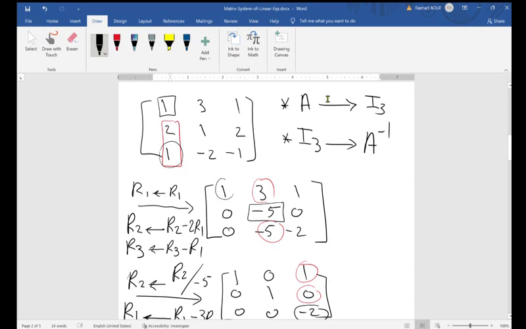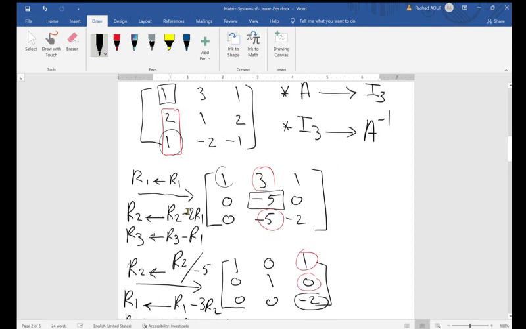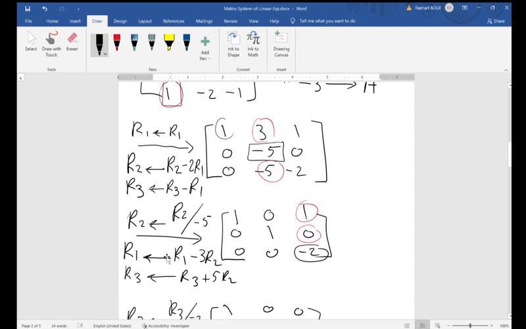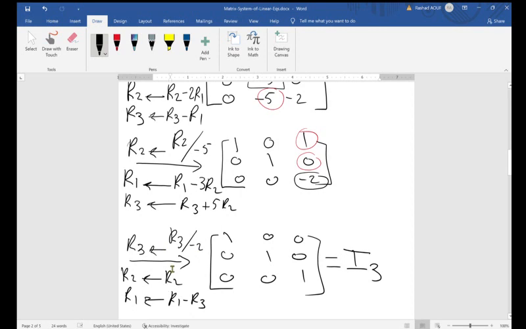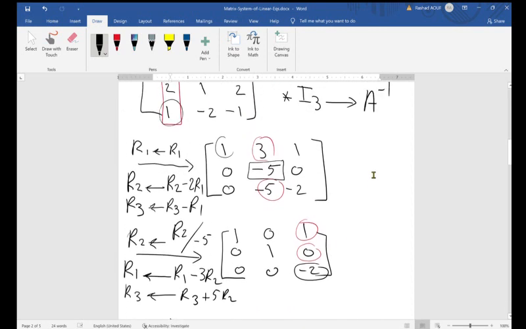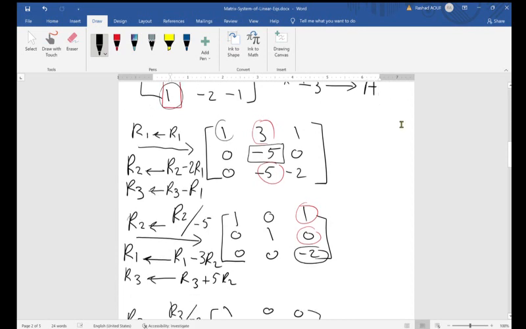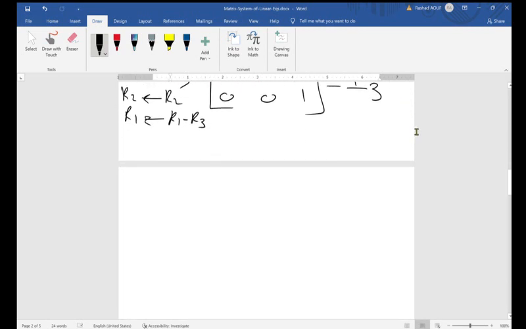So I finished the first step. I moved from matrix A to the identity matrix I3. The next step is to start from I3 and use the same operations: first step, second step, and the third step. The result would be A minus 1. Let me show you how I can do it.